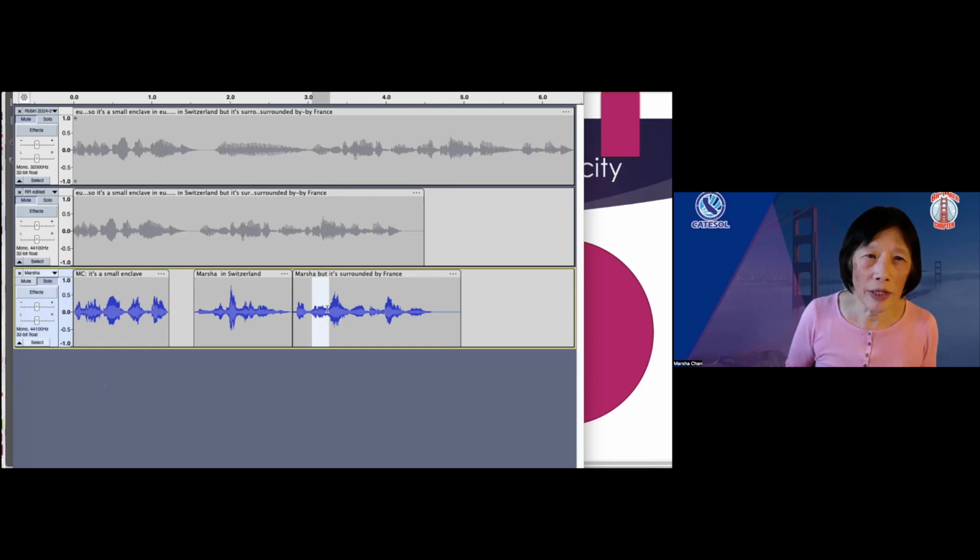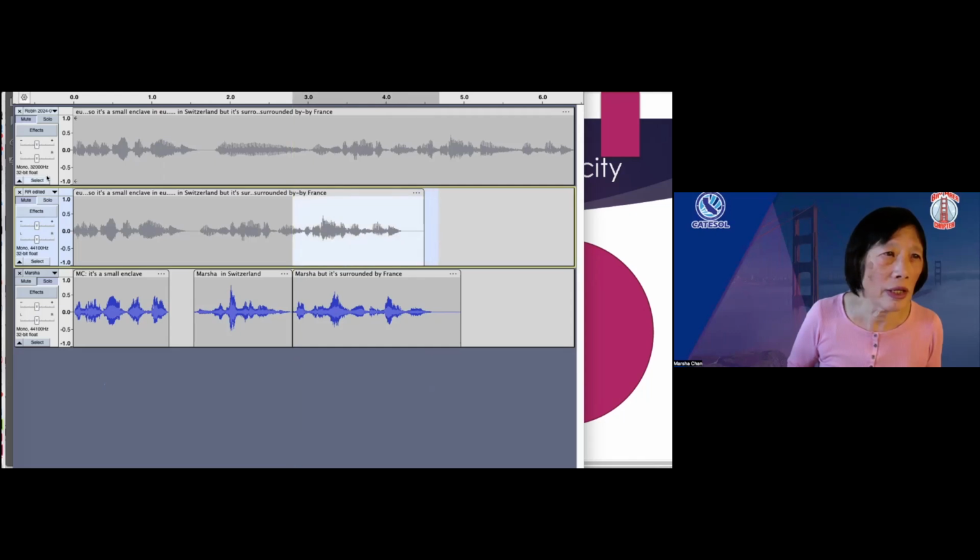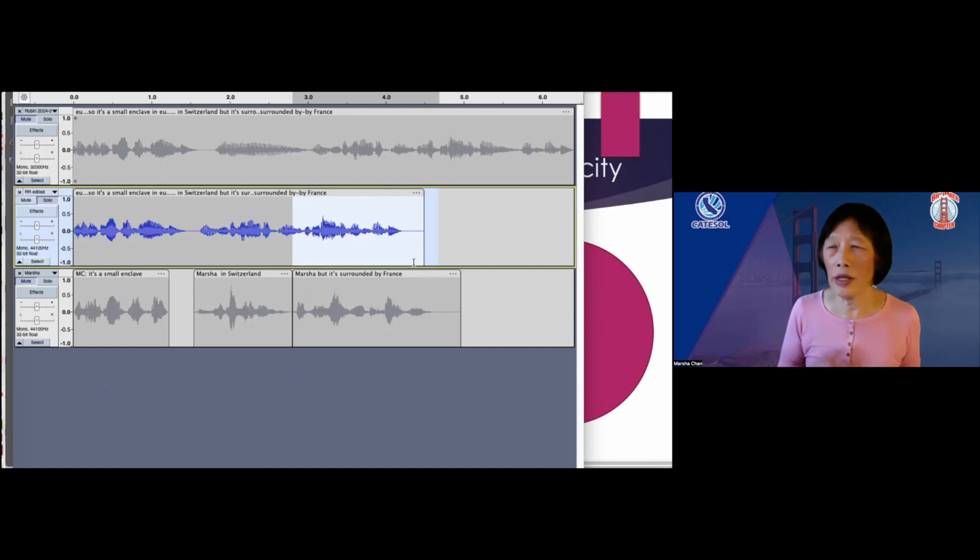Obviously, you can see here's my sir, and here's my round, and here's my dud. Surrounded by France. This part here is a sibilant, and the main syllable is here. France. That's the big one. Now look at the length of this, though. Look at how long mine is compared to his. His surrounded by is very, very small.